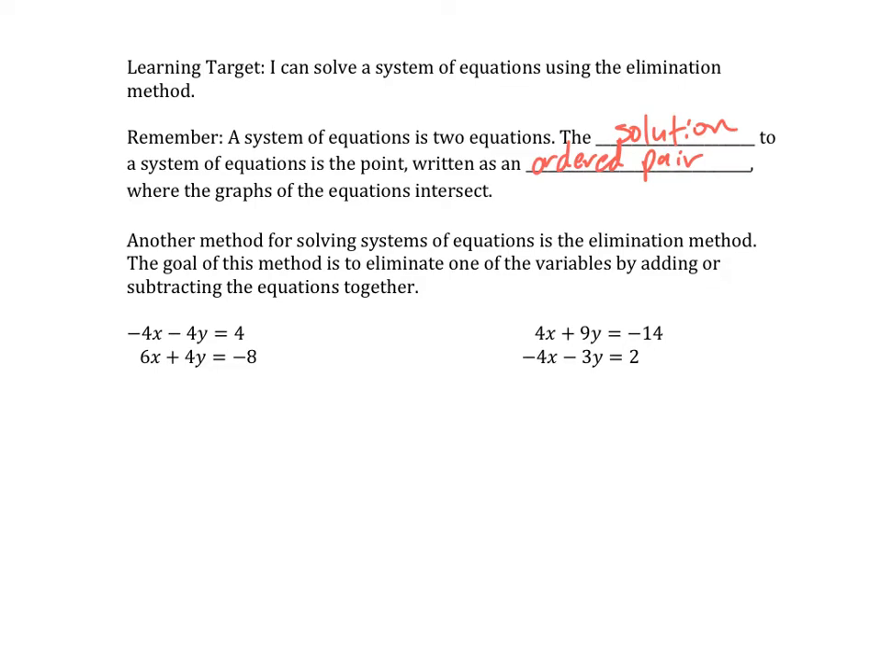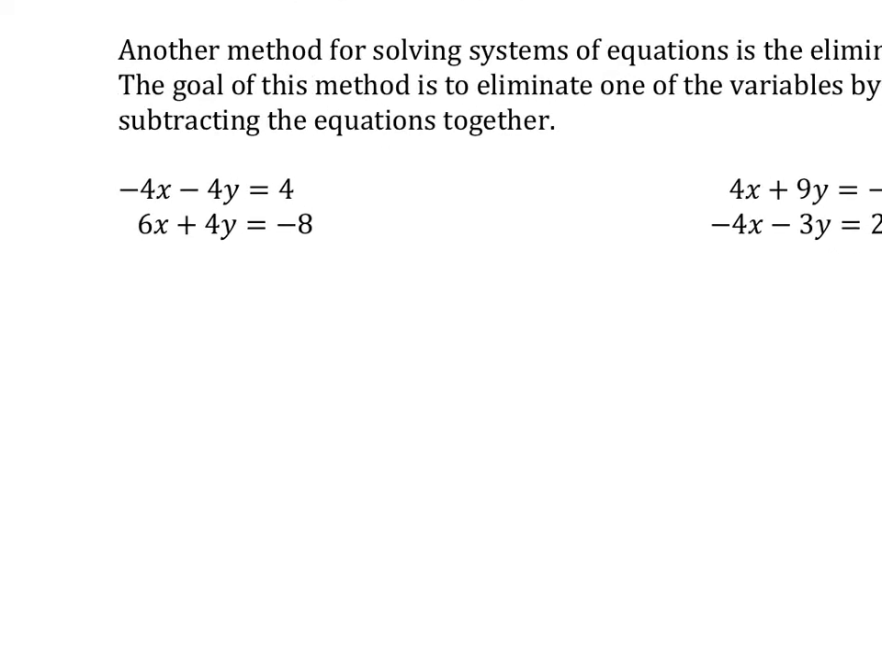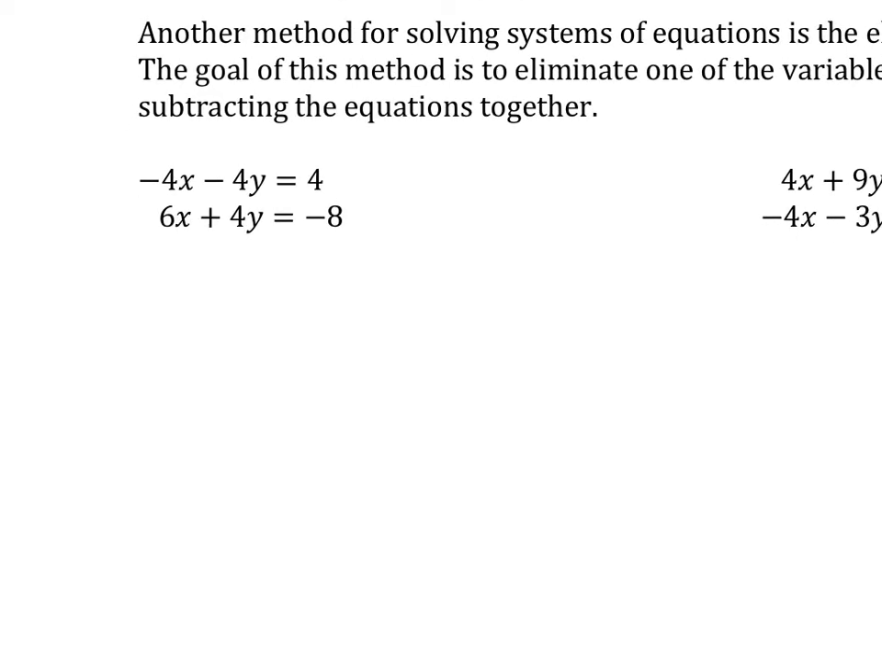Okay, so we've already learned about solving by graphing and using the substitution method, and now we're going to learn the elimination method. Now the goal of this method is to eliminate one of the variables by adding or subtracting the equations together. Okay, so let's look at a few examples here to see how this would work. Our goal here is to eliminate one of our variables, either the x or the y, and then we'll just be left with one variable, so we can solve for that variable and then substitute that value back in to solve for our other variable and find our ordered pair.